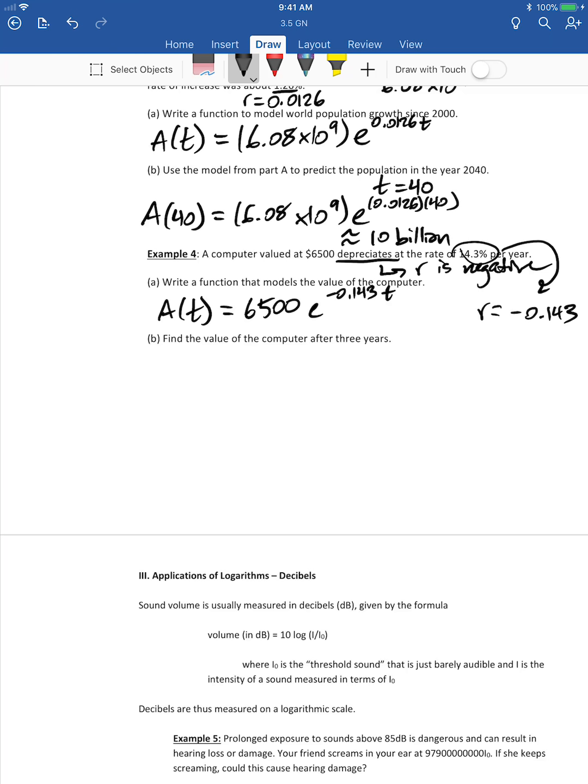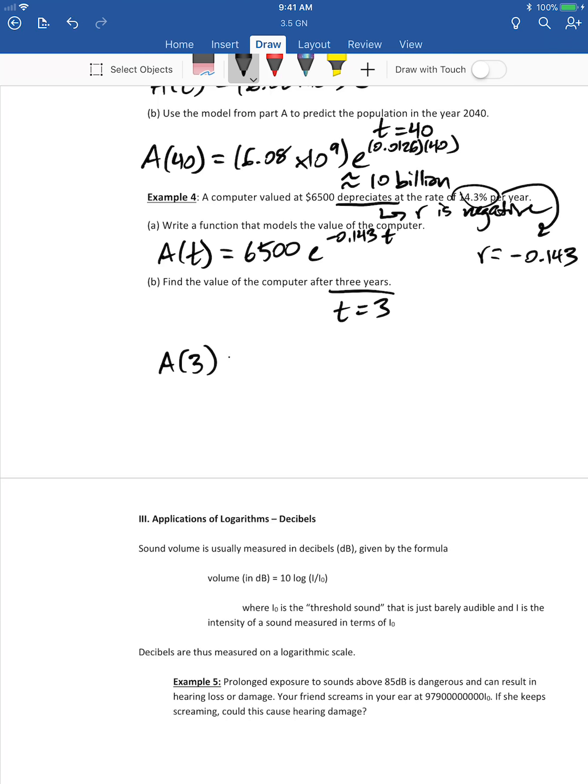For part b, I want to find the value of the computer after 3 years. That means t equals 3. A of 3 equals 6,500 times e to the negative 0.143 times 3. Plug all that into a calculator. I will get about $4,232.54. So after just 3 years, my computer is worth more than $2,000 less than it was when I first bought it. Now, unfortunately, this is true of a lot of things that you buy. All your electronics, when you buy a car, value depreciates.